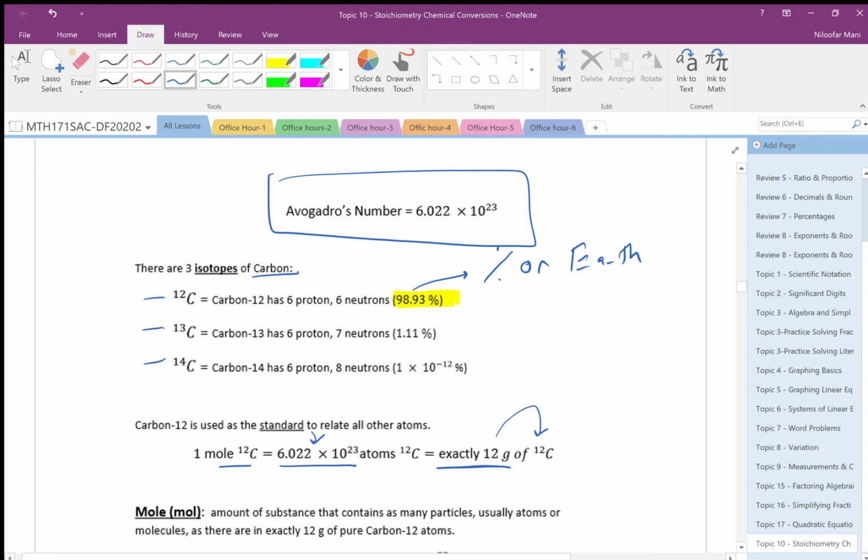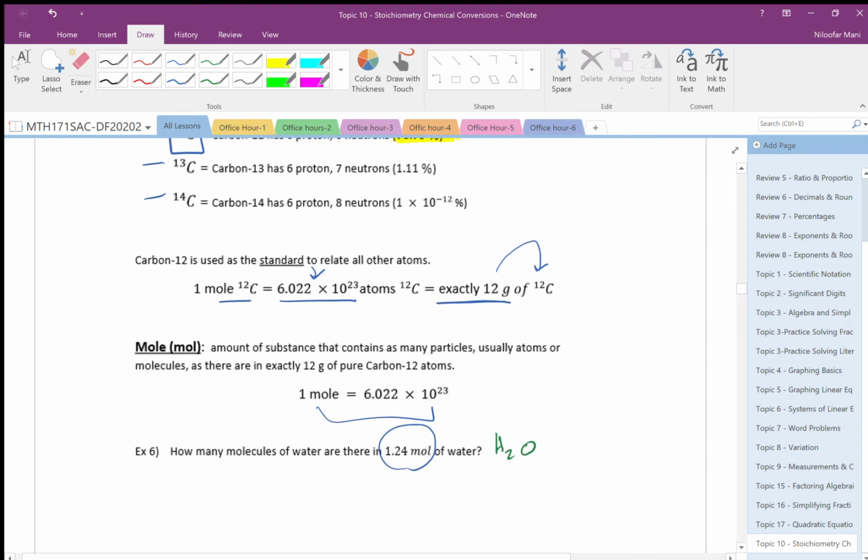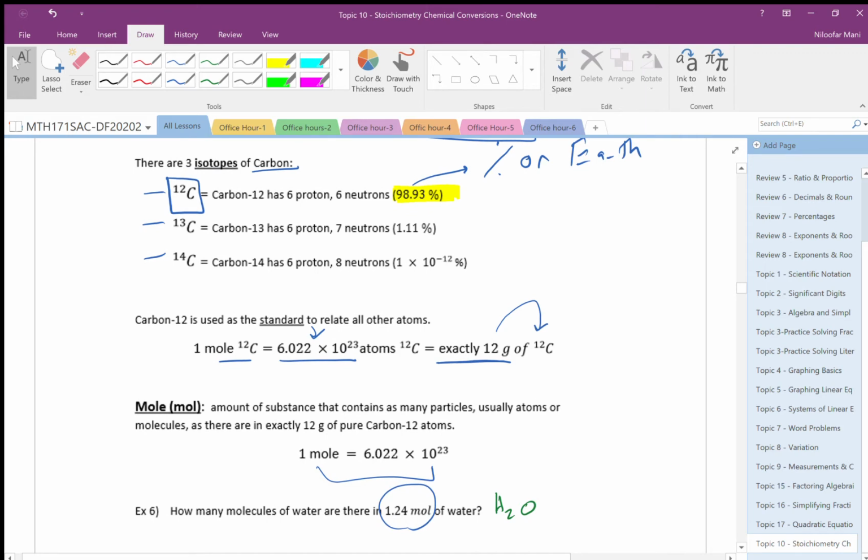Okay, so carbon 12, carbon 13, and carbon 14 have the same number of protons and different numbers of neutrons. Carbon 12 is the most abundant, the biggest percentage in living things on Earth, so I can consider this. Carbon 12 is used as a standard because it's everywhere.